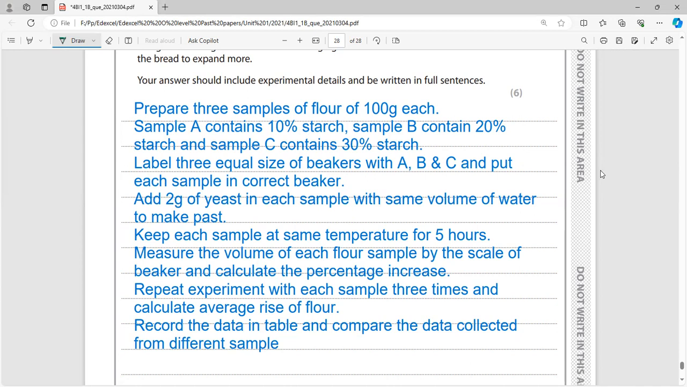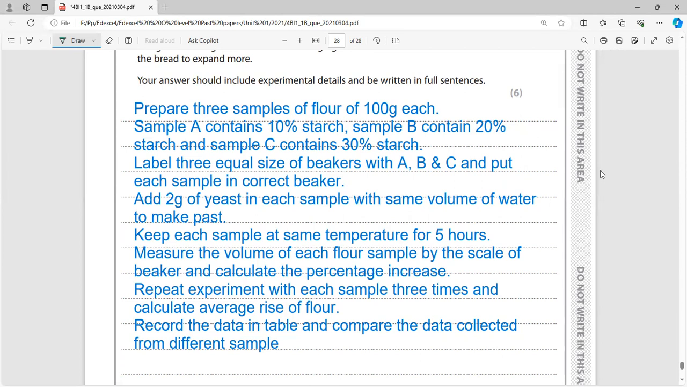Now further, add 2 grams of yeast in each sample. So this is your third constant value coming. So the concentration of yeast is supposed to be constant for each sample. For example, if I'm writing 2 grams of yeast in each sample, then each sample is your keyword. Now, the same volume of water is added to make a paste. So we are making a paste of this flour, but we need to add the same amount of water in that. So same amount of water is your fourth constant.